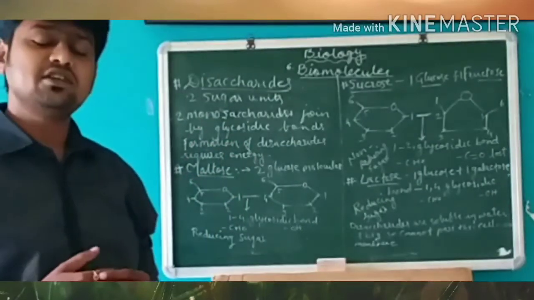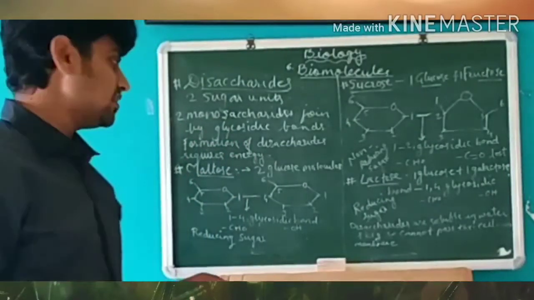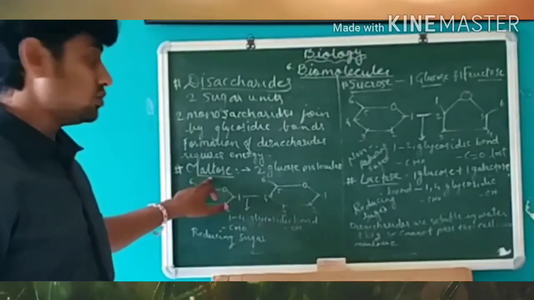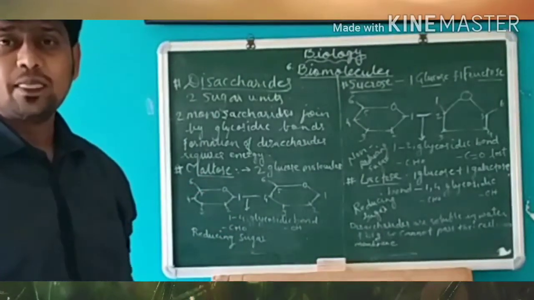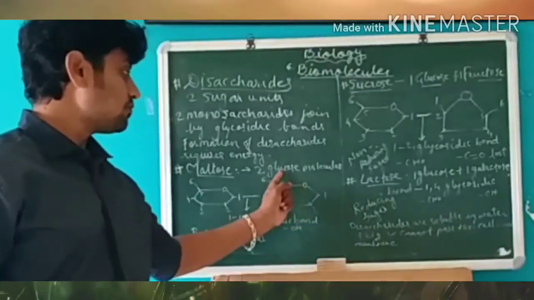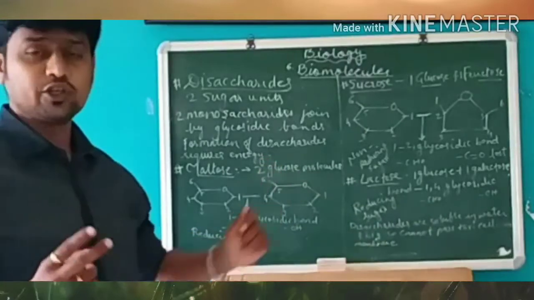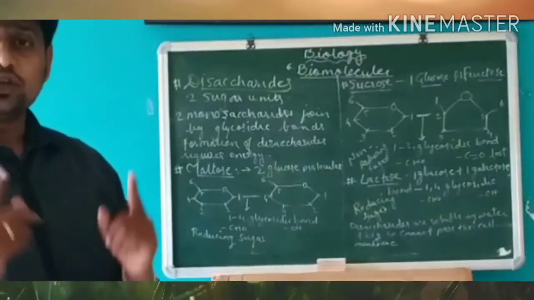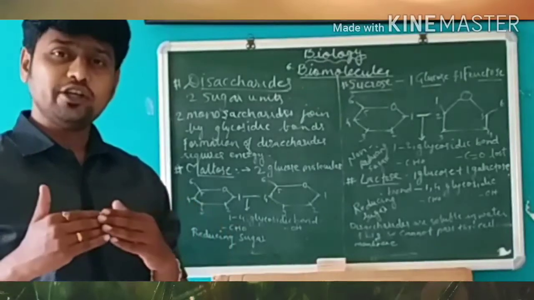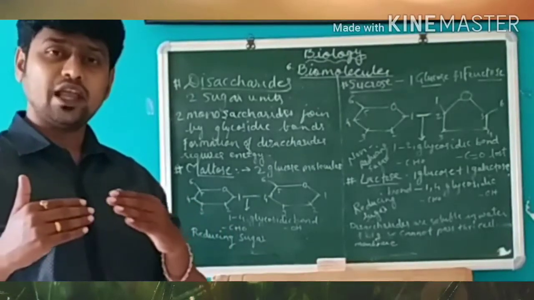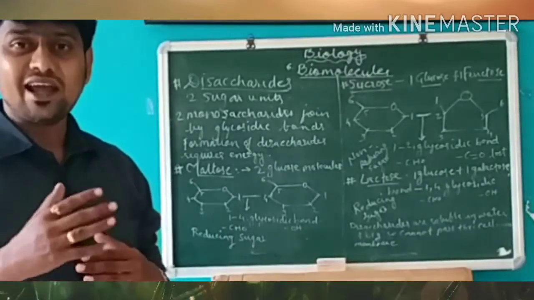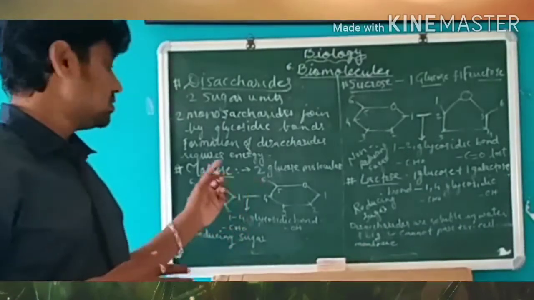Well, let us discuss the examples of disaccharides in detail. The first example is maltose. Maltose is a disaccharide which is made up of two glucose molecules. Two glucose molecules join with each other, form a glycosidic bond, and form a disaccharide, and that disaccharide we call maltose.